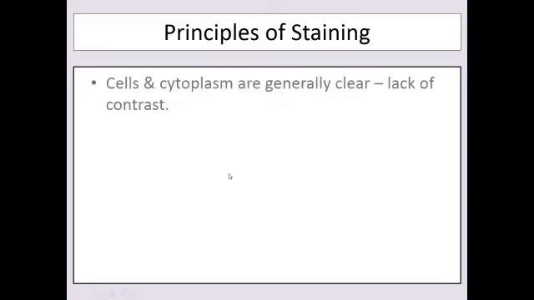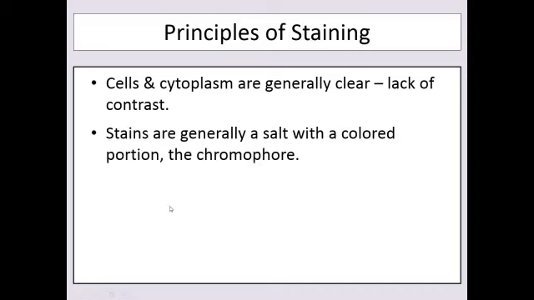Here are some basic principles of staining that you want to keep in mind as we go through this section. Cells and cytoplasm are generally clear. They lack contrast. As you remember from the microscope topic, they're really hard to see on a bright field. We add stains. Now stains are generally a salt. That's a basic portion and an acidic portion that have been put together. You make water, you end up with a salt. So stains are the salt with the colored portion, the chromophore.